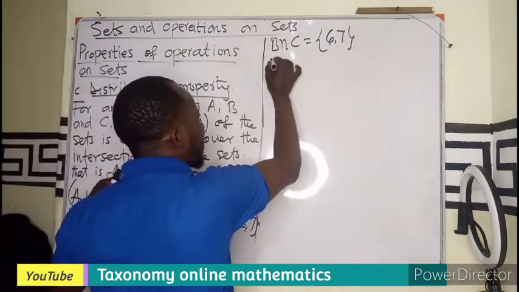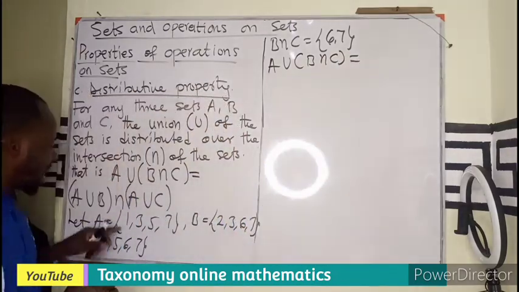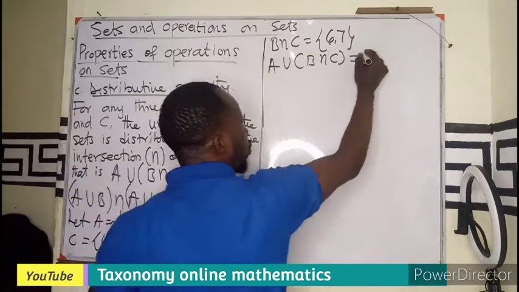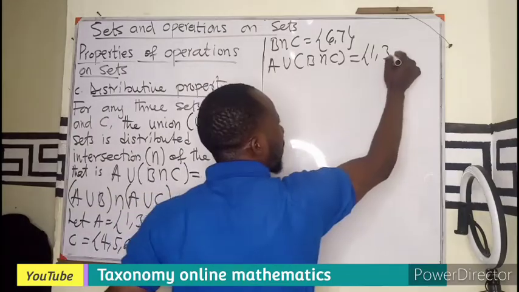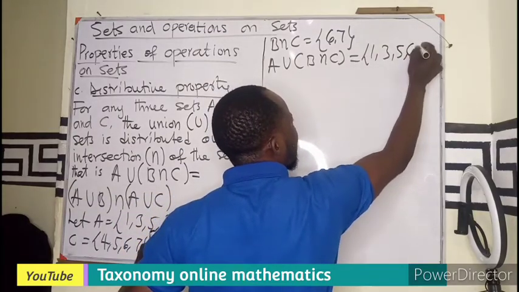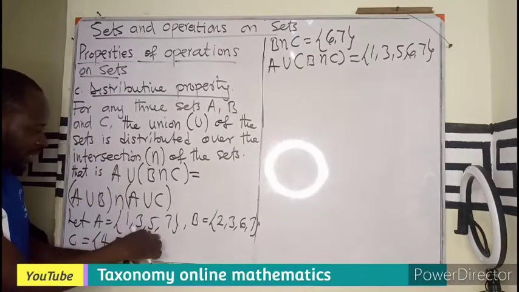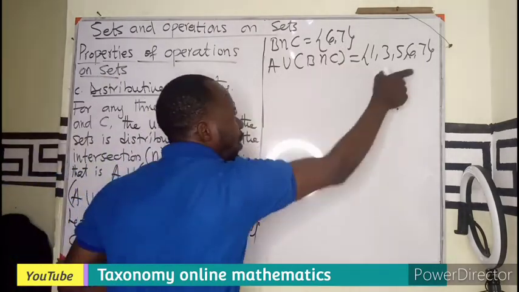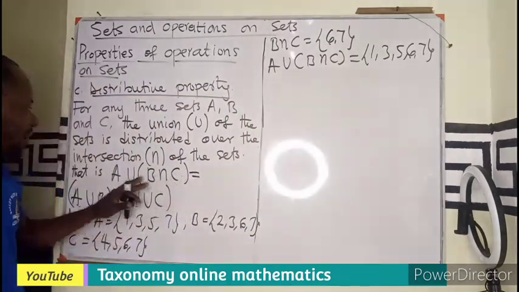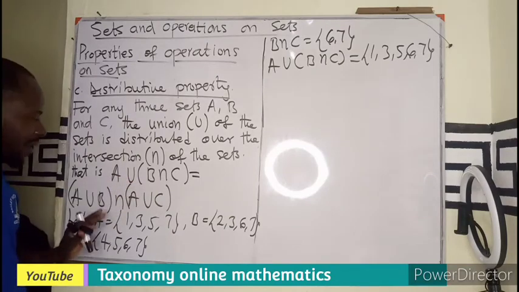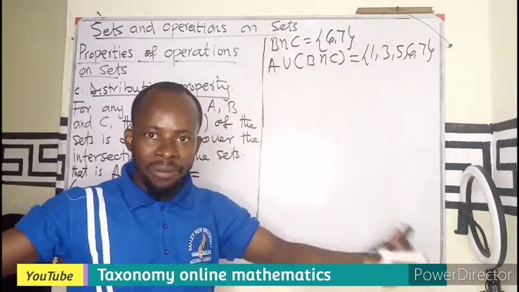So in this case, A union B intersection C, combining them, will produce 1, 3 as the smallest, followed by 5, then we have 6, 7. Combining the set A with the result we had from here will produce 1, 3, 5, 6, 7. So we are done with the left hand side. Now we need to work on the right hand side to produce the same answer for the property to be verified.